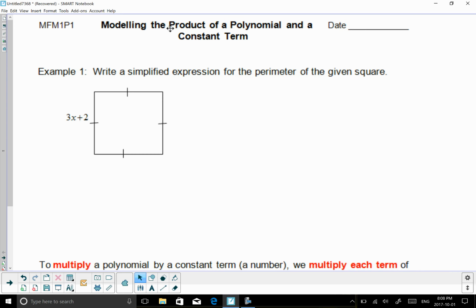Today we're going to look at modeling the product of a polynomial and a constant term. So first, example 1 is to write a simplified expression for the perimeter of a given square. So here's my square. You'll notice there's lines on the sides. That means that all my lengths are the same. They're all 3x plus 2. That's what those lines on the edges mean.